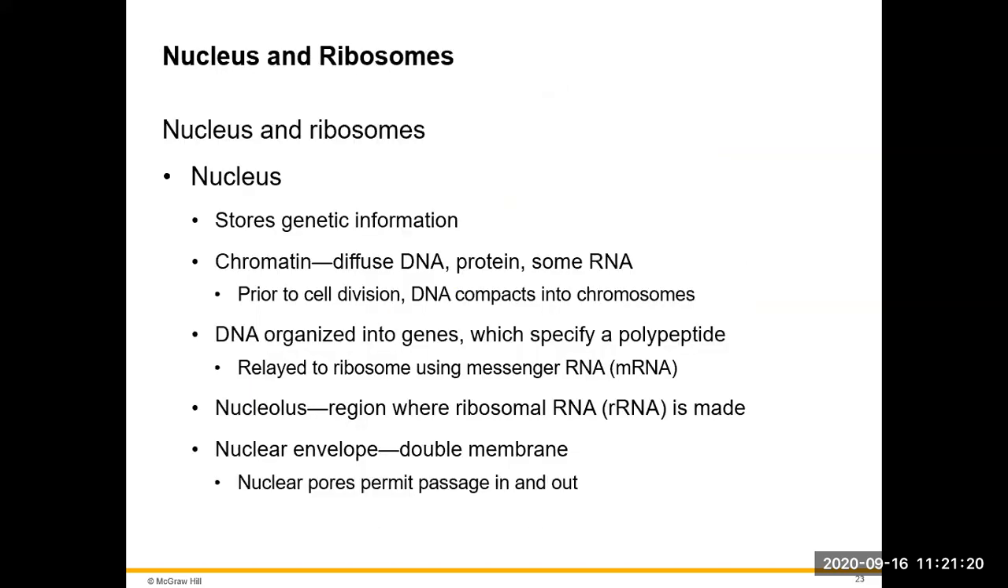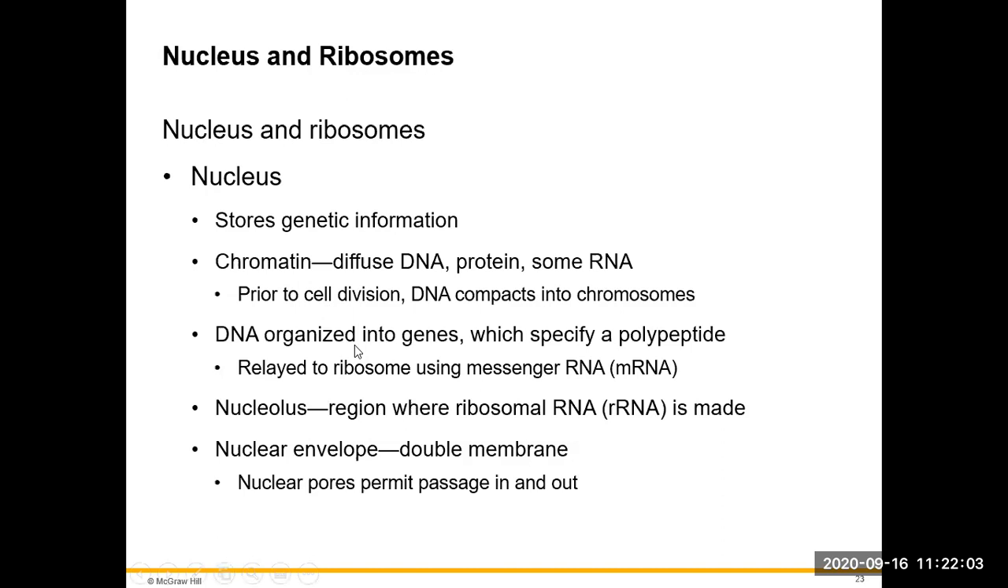Now, the organelles that we find in eukaryotic cells. The first one is the nucleus and ribosomes. The nucleus stores genetic information, in particular the DNA. The nucleus is organized into chromatin, and the chromatin contains diffuse DNA, DNA that's not ready for transcription or replication. Then it contains proteins, some RNA, and prior to cell division, DNA compacts into chromosomes. So chromatin is everything that you find in the nucleus, including DNA, protein, histones.